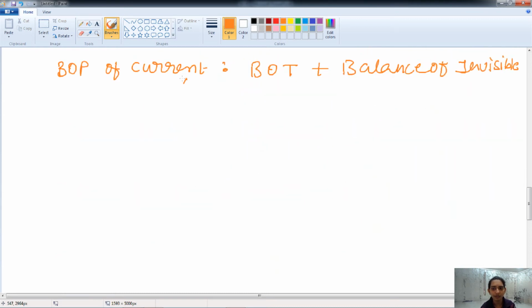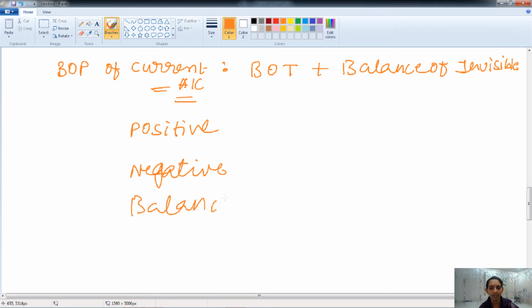Now the balance of current account consists of balance of trade and the balance of invisible, right? Here the balance of current account is also either positive, negative or balanced. Okay. We also call it favorable, unfavorable or balanced, right?